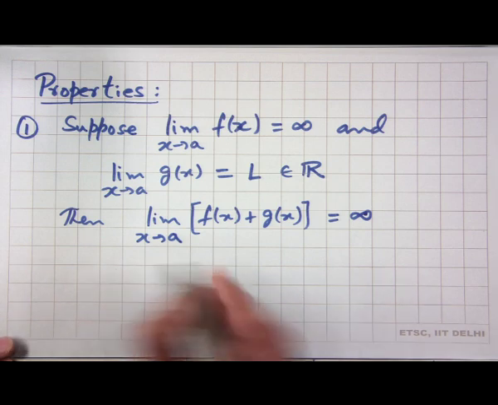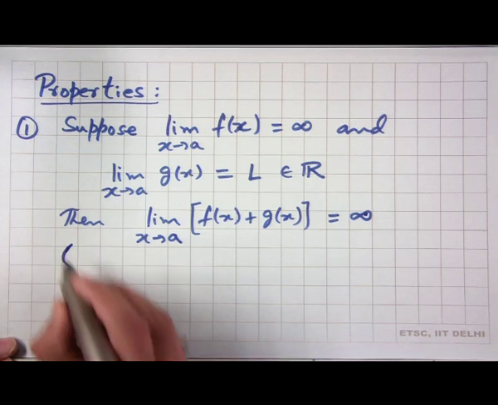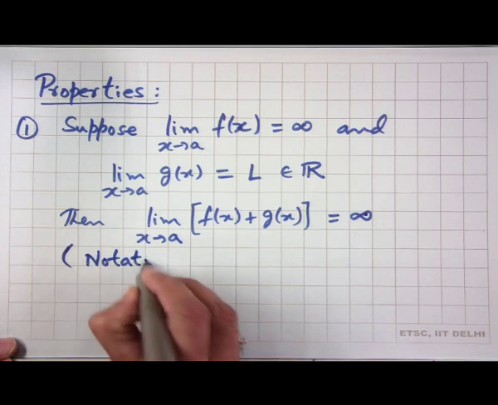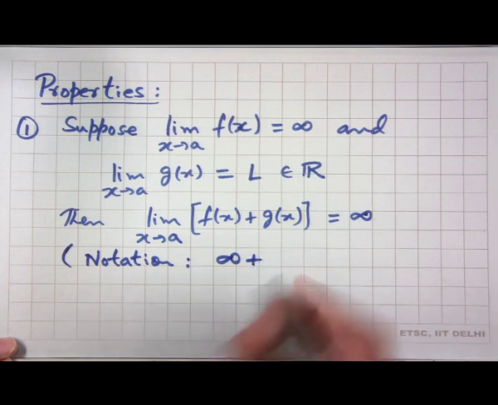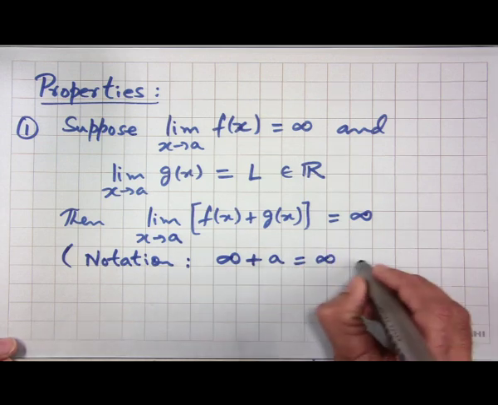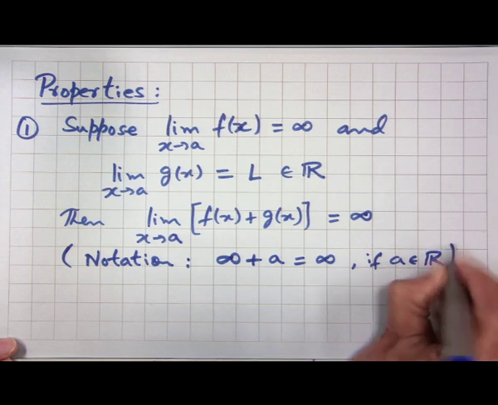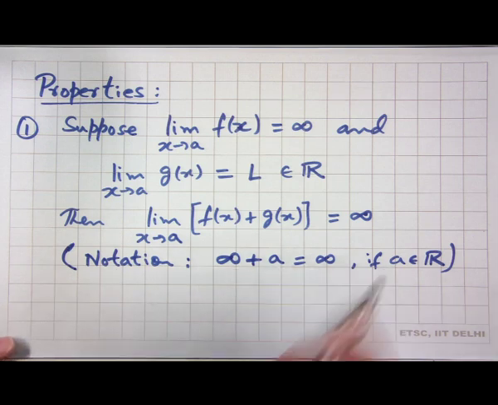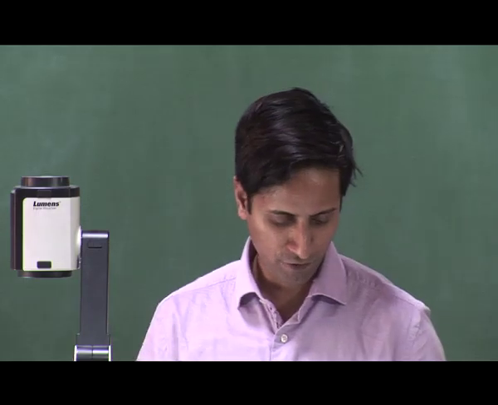So, to remember this, we can write as a notation, infinity plus a is equal to infinity if a is any real number, right. So, whenever we have a limit of the form infinity plus a real number, that has to be infinity. And this should be very obvious.